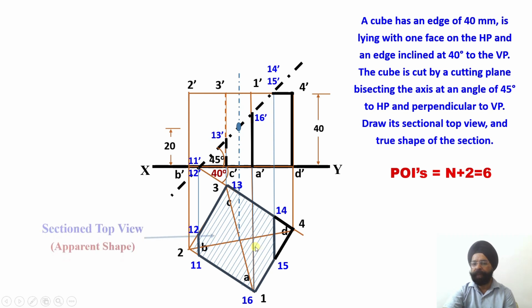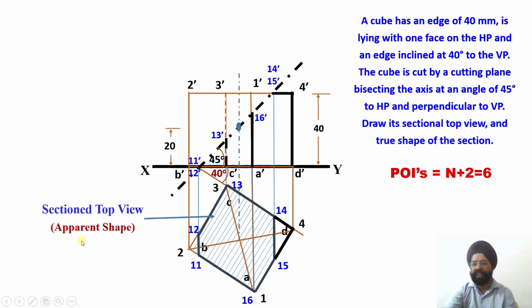Now we have obtained the section top view, which is the apparent shape. Now I want to obtain the true shape of this cut section. So how can that be done? I am going to draw another auxiliary inclined plane parallel to this cutting plane or this cut section over here.